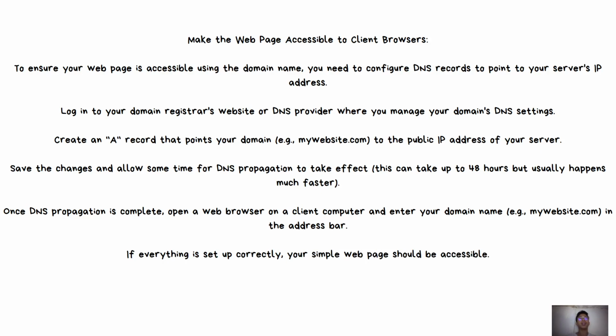Save the changes and allow some time for DNS propagation to take effect. This can take up to 48 hours but usually happens much faster. Once DNS propagation is complete, open a web browser on a client computer and enter your domain name, for example mywebsite.com, in the address bar. If everything is set up correctly, your simple web page should be accessible.